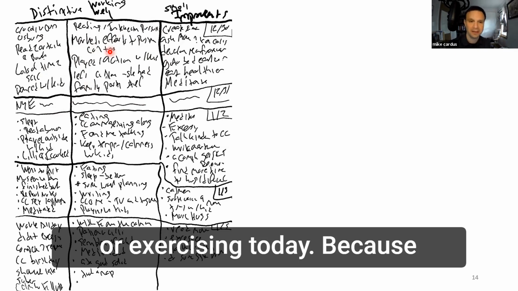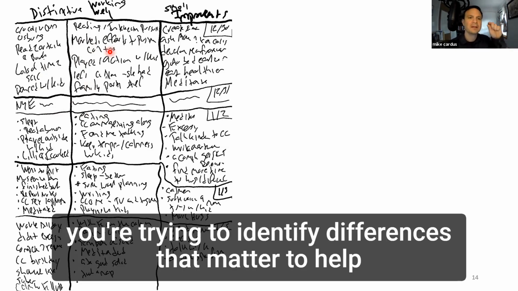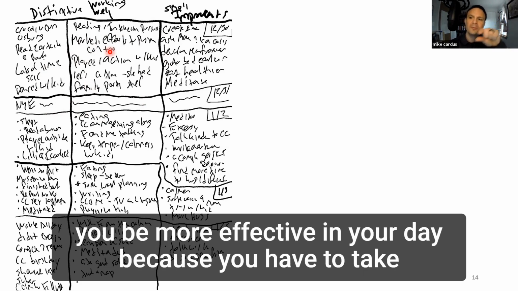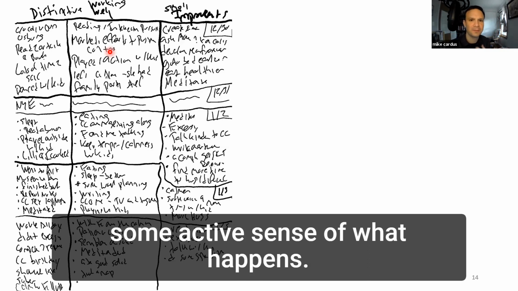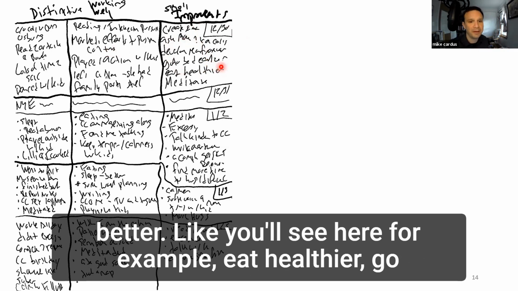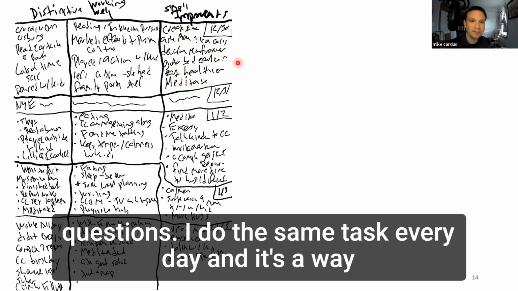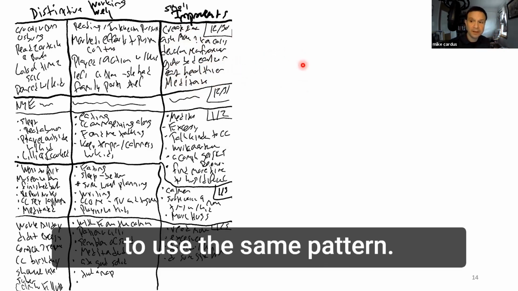I exercised today. Because what you're trying to do, just like with your team, with yourself, is identify differences that matter to help you be more effective in your day. Because you have to take some active sense over what happens. And small improvements, I list down things that can make tomorrow better. Like you'll see here, for example, eat healthier, go to bed earlier, meditate, right? Get some work done, ask more questions. So I do the same task every day, and it's a way to use the same pattern.